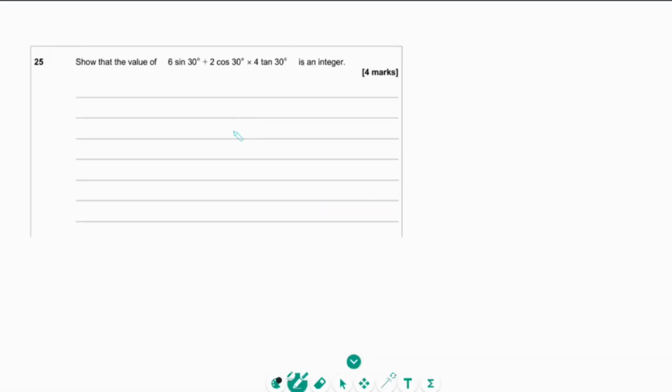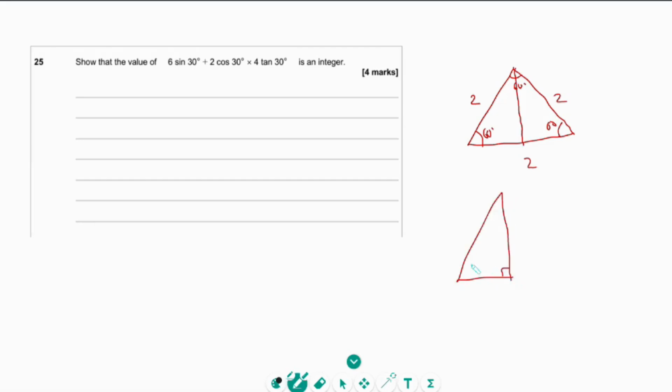Okay, last question. Show that the value of 6 sine 30 plus 2 cos 30 times 4 tan 30 is an integer. You might memorise these. I use an equilateral triangle, split it down the middle to get my 30 degrees. That's 1 because it's half of 2. A squared plus b squared equals c squared, so 2 squared minus 1 squared, square root, is root 3.